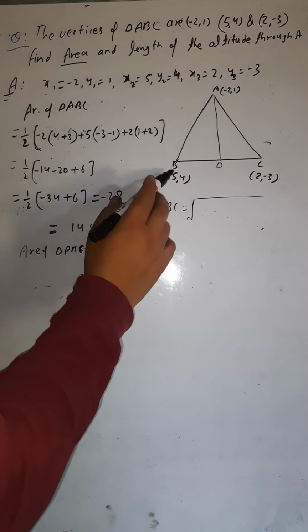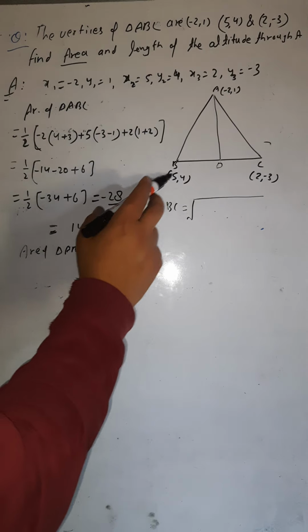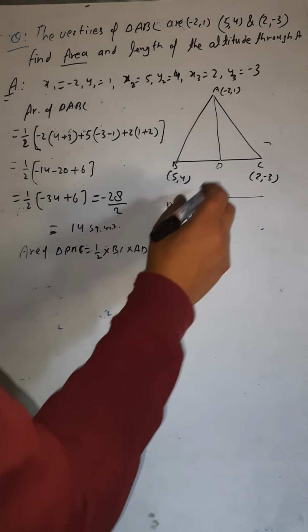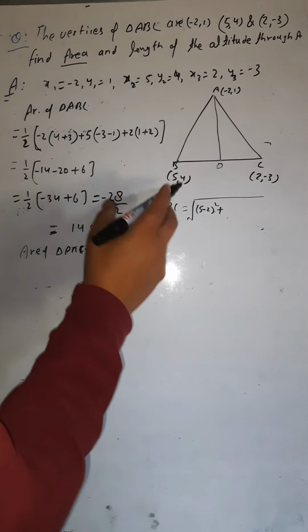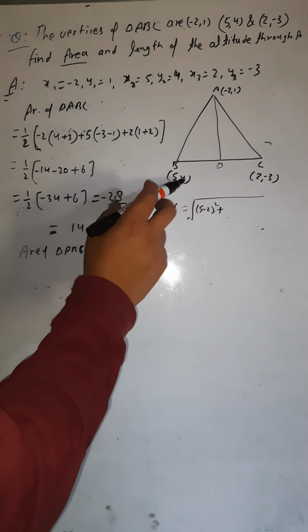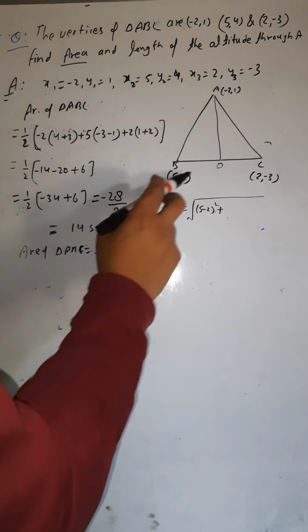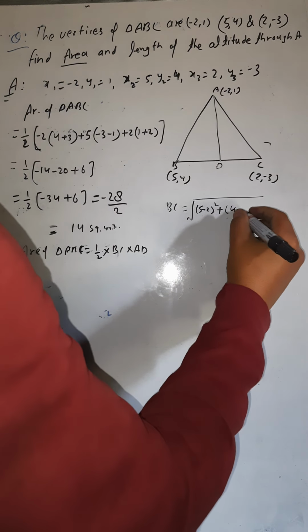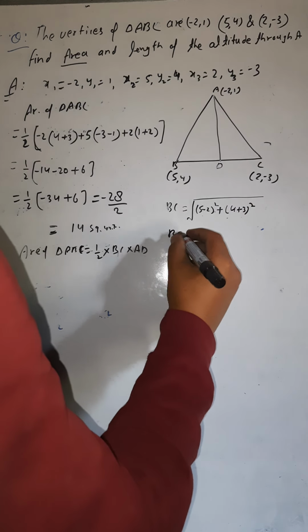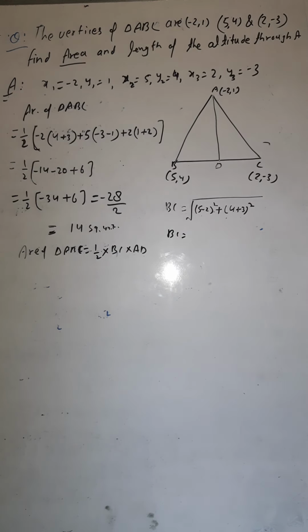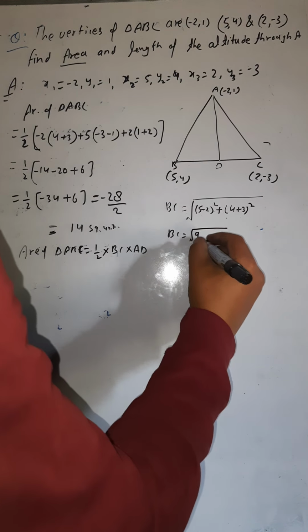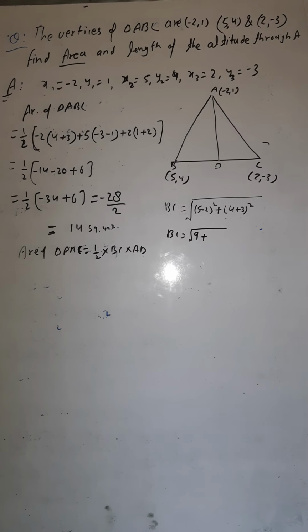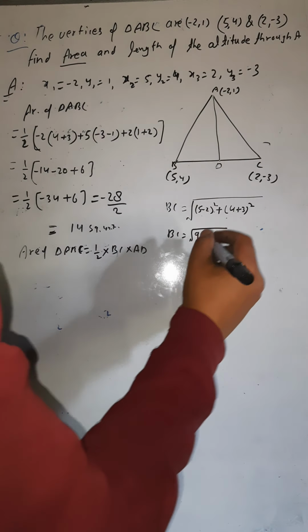This time BC is x2 minus x1 whole square, means 5 minus 2 whole square, plus y2 minus y1 whole square, means 4 minus, it is again minus, so 4 plus 3 whole square. Are you getting this? So BC would be 5 minus 2 is 3, square of 3 is 9. Square of 3 is how much? 9. And similarly 4 plus 3 is 7, square of 7 is 49.